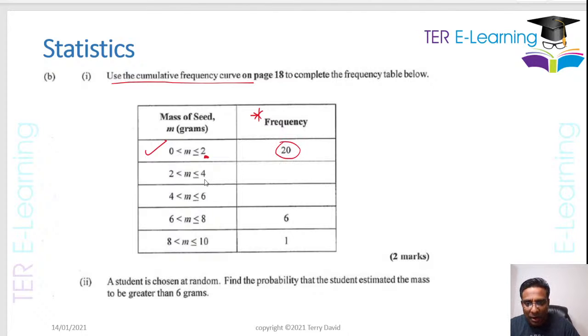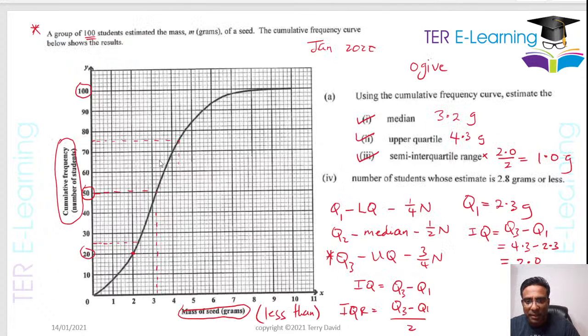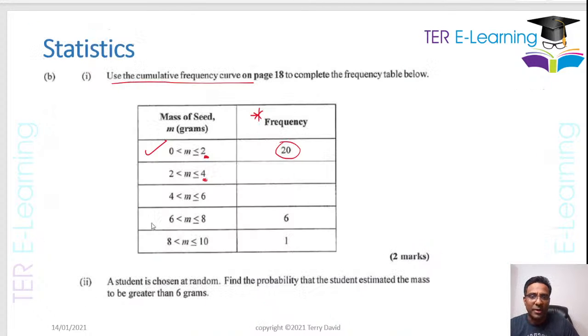Now our next upper class boundary will be 4. When we go back to the graph and we read off 4, you realize you're getting 68 students. So that's 68 students who got a mass that was less than 4 grams. Now that 68 includes our 20 as well, so therefore this figure here should really be 48, right? That's what that figure is supposed to be.